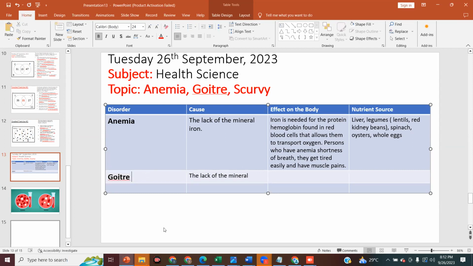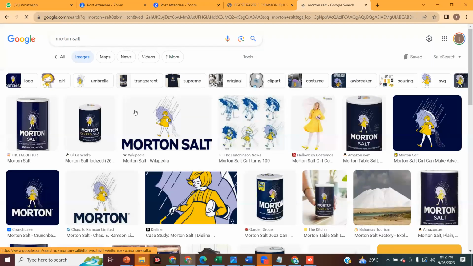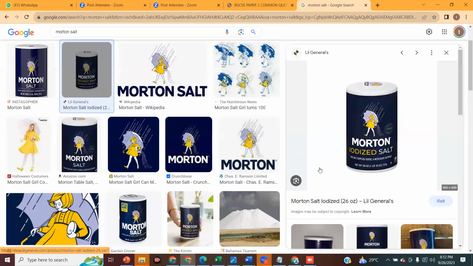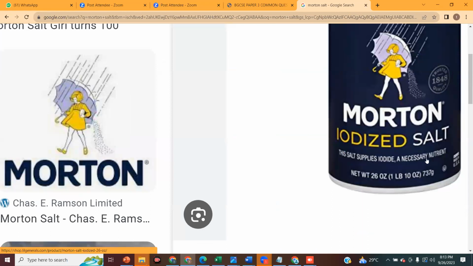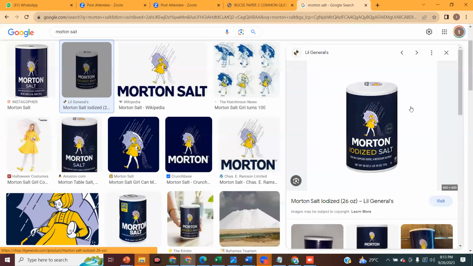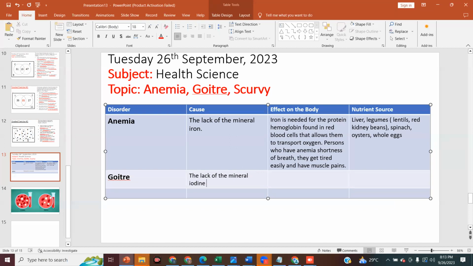Anyone have any salt? If you look at Morton salt, right? Look at the bottom, what does it say? Iodine. Exactly. This salt supplies iodine, a necessary nutrient. Why is iodine a necessary nutrient? Because if you don't have iodine, you can end up getting goiter. So iodine is the mineral that is lacking in people who have goiter.